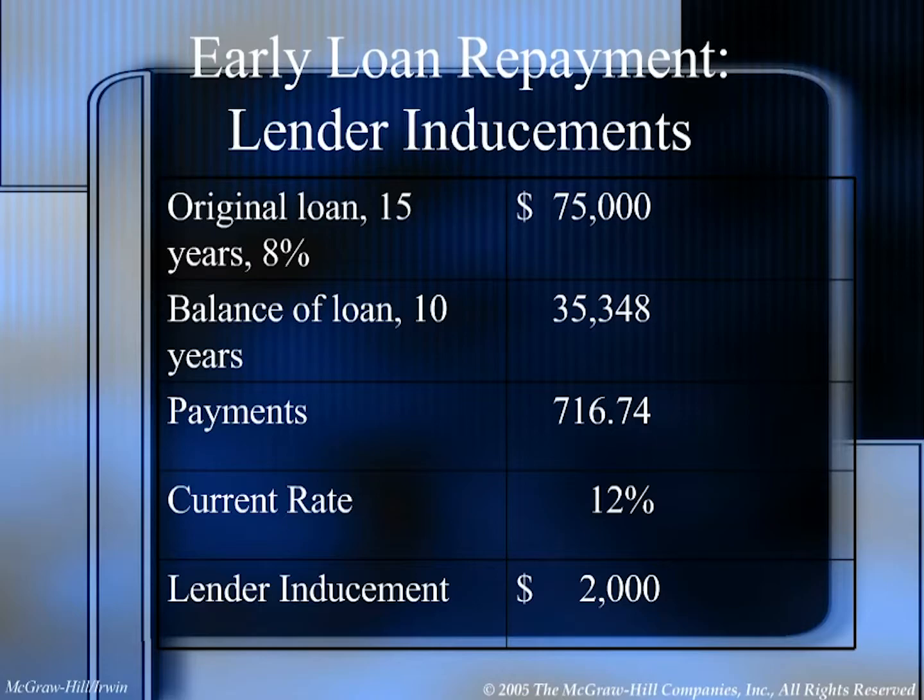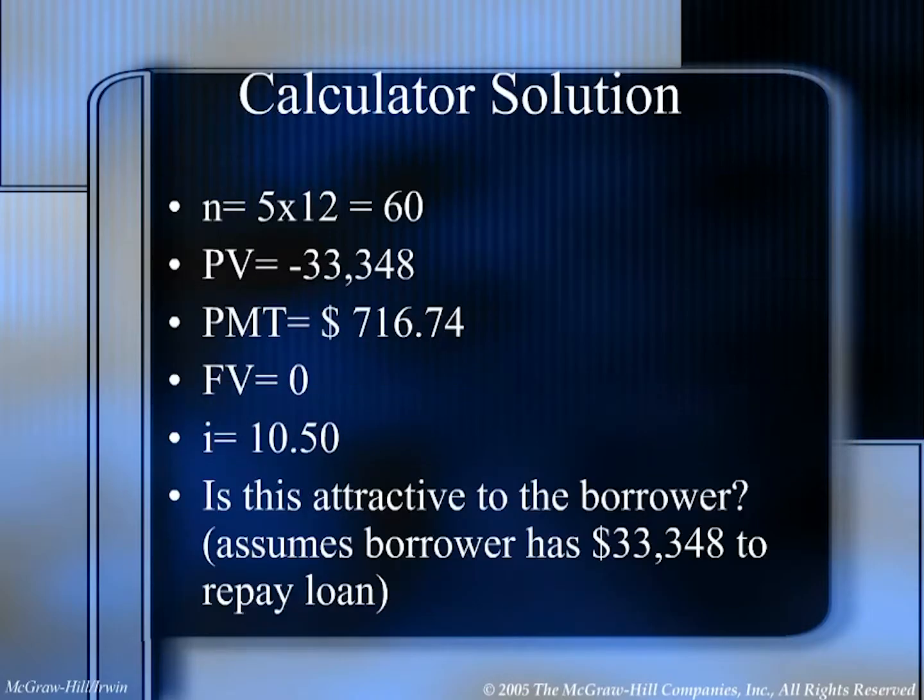Okay, let's see what they offer. What about a lender inducement of $2,000? So what the bank is saying is, if you refinance or just pay back your loan right now, you don't have to pay $35,348. You can take $2,000 off of that. So you just have to pay us the $33,348.